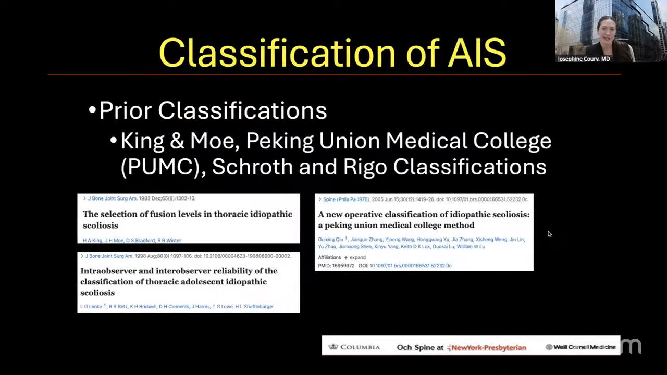Prior to the Lenke classification, a multitude of scoliosis classifications were used. There was the King and Moe classification that was first developed in 1983, and at the time it was the gold standard for communicating AIS pathology for about 20 years. However, in 1998, a study came out that challenged the classification, where multiple major scoliosis surgeons found that it had really poor inter- and intra-observer reliability using that system.